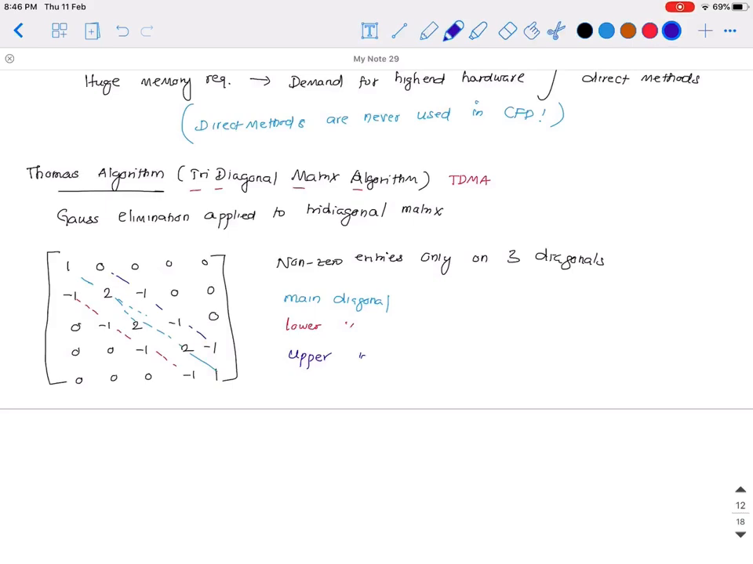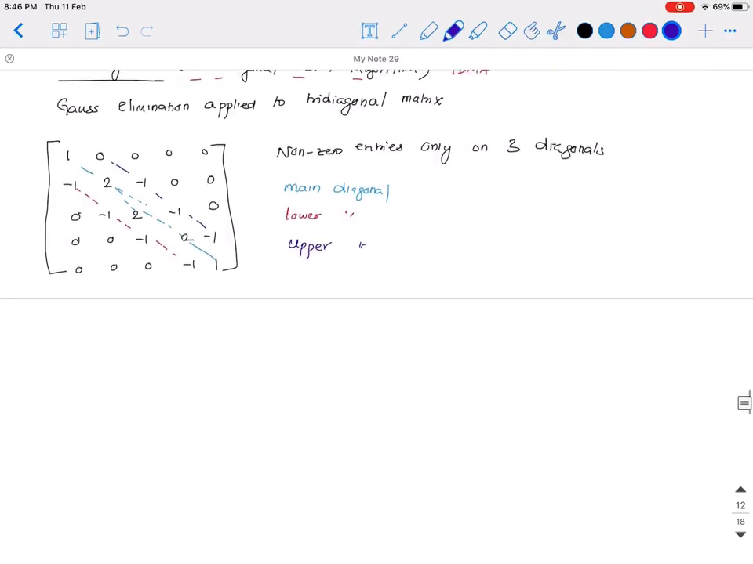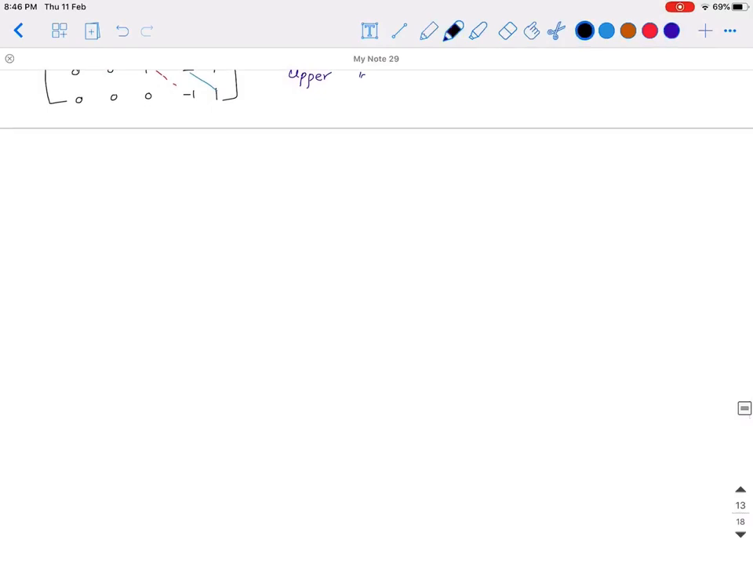We have used only 5 nodes, but increasing this to 1000 nodes or a million nodes will not change the structure of this matrix. It will only increase the size, but the tri-diagonal structure will not be changed. When Gauss elimination is applied to such a special matrix, it gives rise to a very powerful and very fast algorithm.